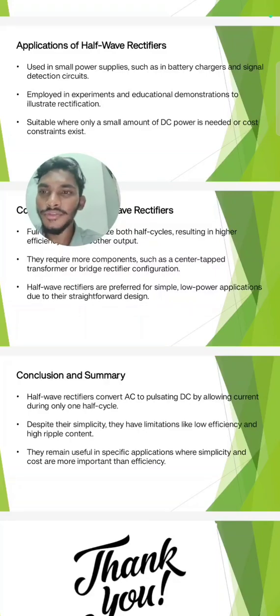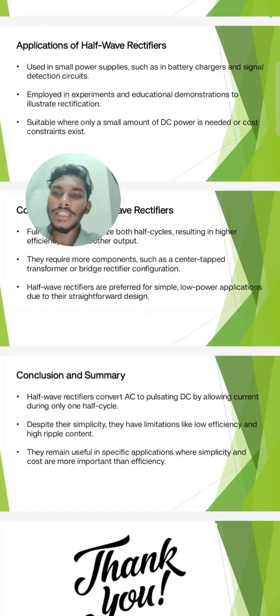The efficiency is 40.6% here, but the efficiency in a full wave rectifier is close to 81.2%. Ripple power is also low. If ripple power is high, that is poor. Transformer utilization is higher in full wave.